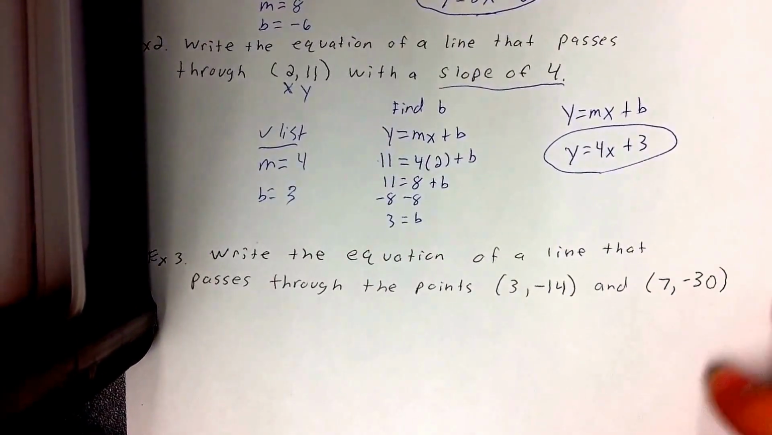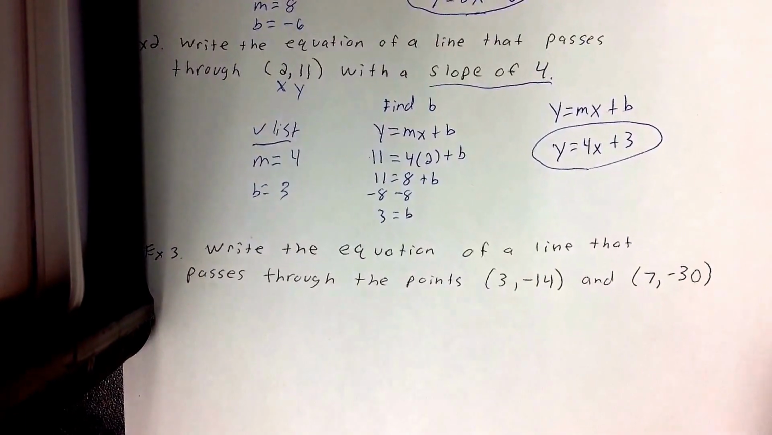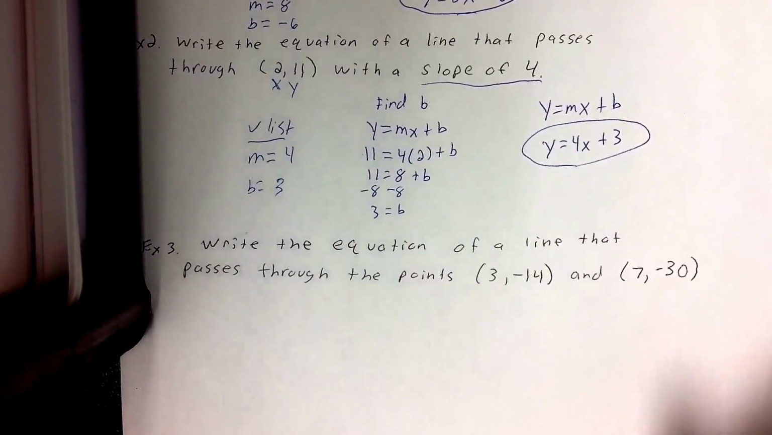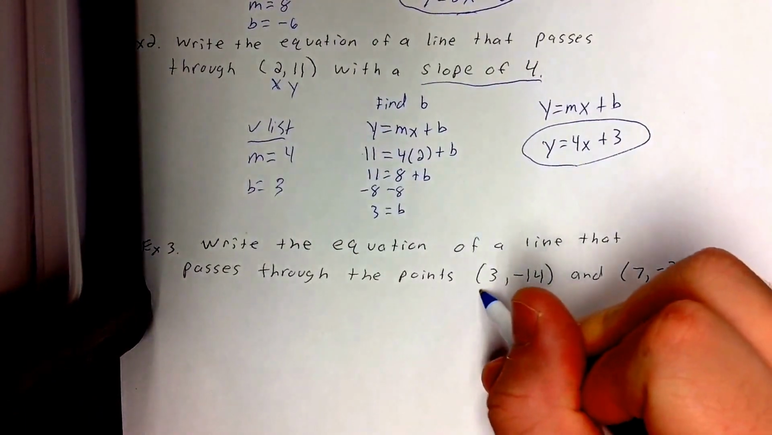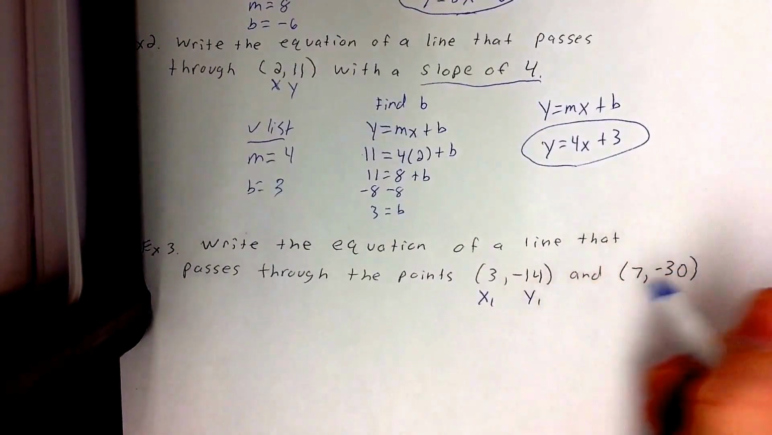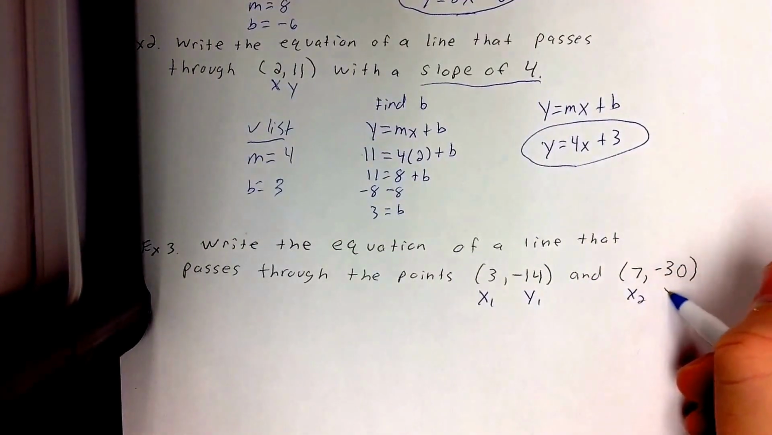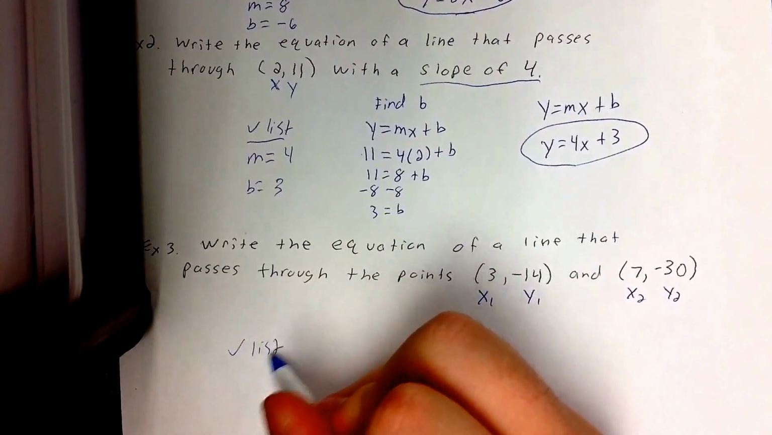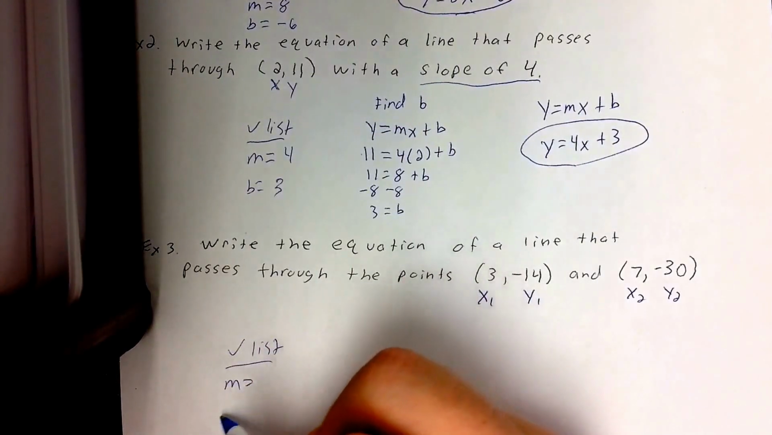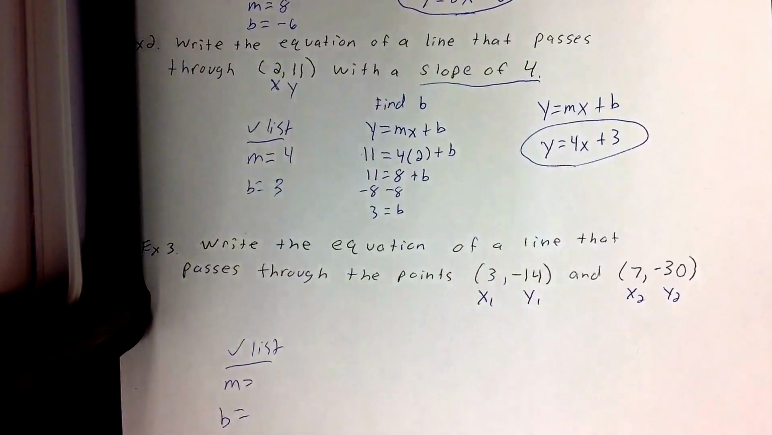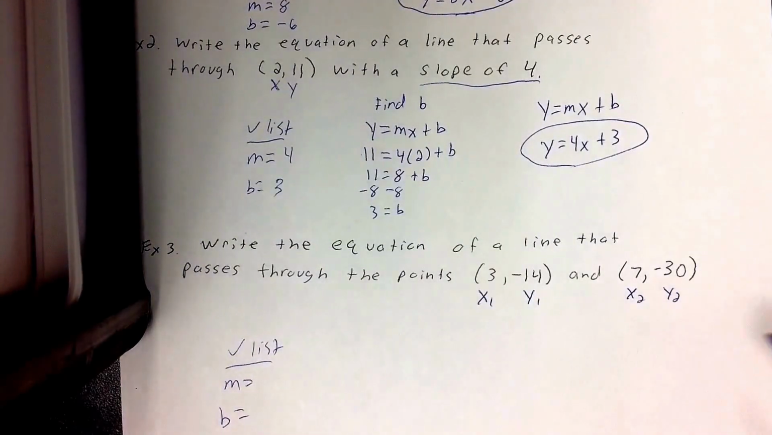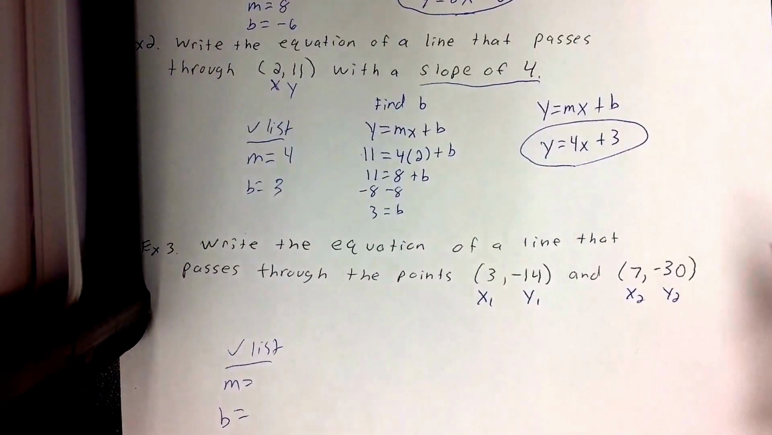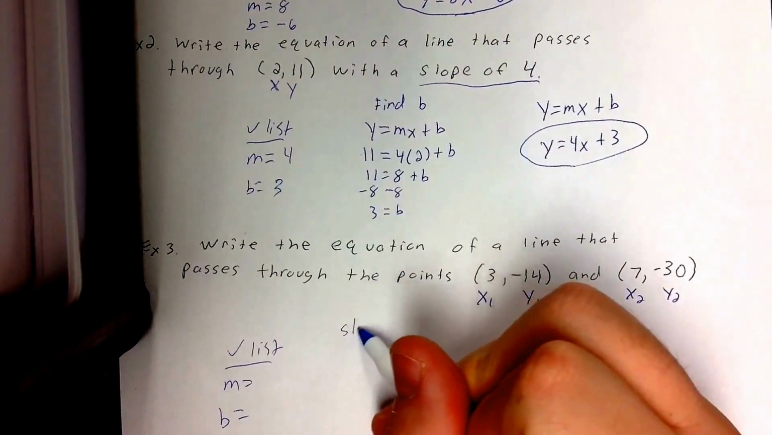Okay, example 3: write the equation of a line that passes through the points (3, -14) and (7, -30). So here they give me two points. They give me an x1, y1 and an x2, y2. Still need the checklist. Still need to know what m is and still need to know what b is. But this time they don't give me the slope or the y-intercept. So the first thing I can do is find the slope.